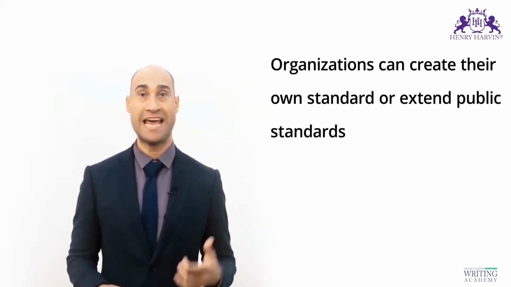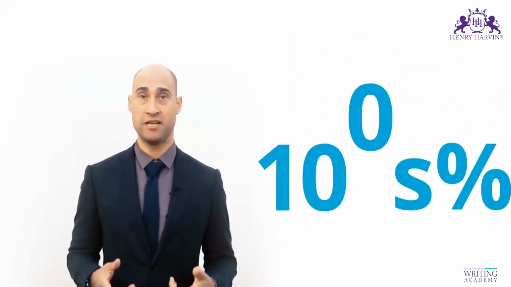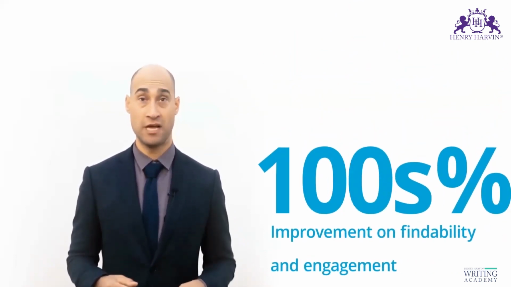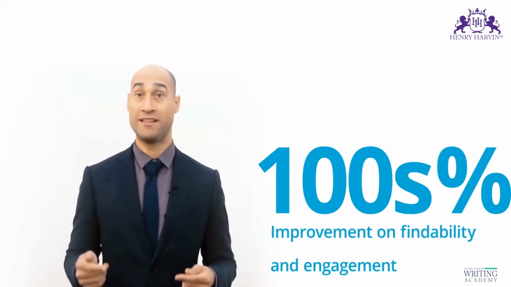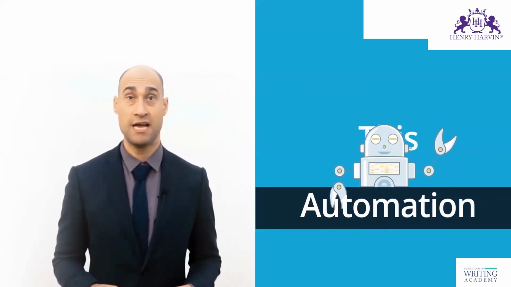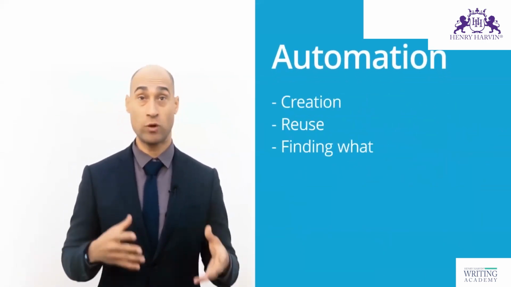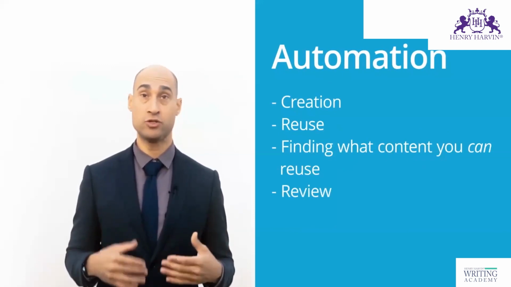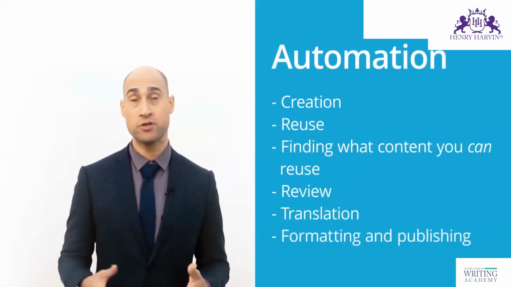Organizations that create their own standard and implement it well often see hundreds of percent improvement on several key user performance metrics like findability and engagement, while enjoying internal savings of 30 to over 50% on key internal processes. This is because they're using automation to assist with or sometimes replace otherwise manual processes like creation, reuse, finding what content you can reuse, review, translation, formatting and publishing, and processing for new channels. Today, with artificial intelligence, computers can even help tag the content according to your predefined categories, or to extract tags that the AI finds inside your content.